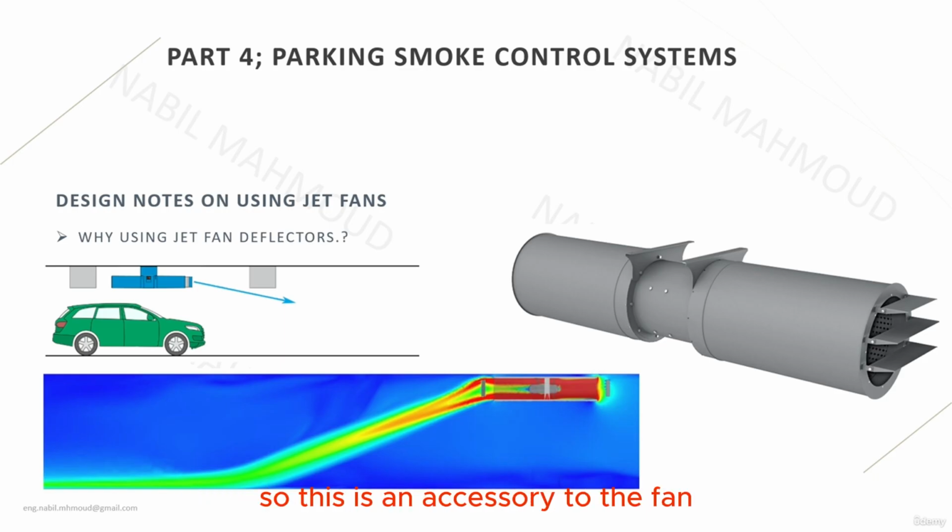So this is an accessory to the fan. You need to check it with the supplier, but this is one of the easiest solutions to overcome the drop beams, and drop beams are a fact that exists in 90% of any basement that you will work on. That's why it's very important to cross-check the drop beam levels and whether they exist or not.